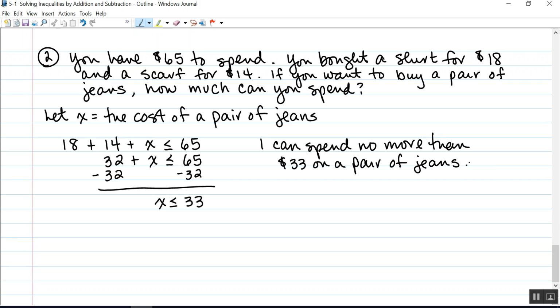So in this lesson, we took a look at solving inequalities using addition and subtraction, also learned a little bit about set builder notation and how to graph inequalities on a number line.